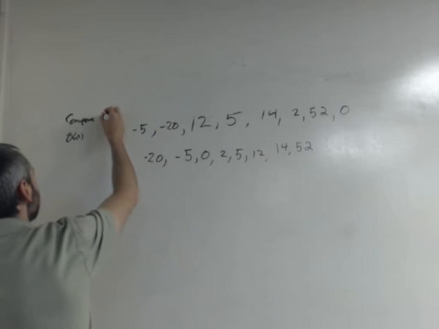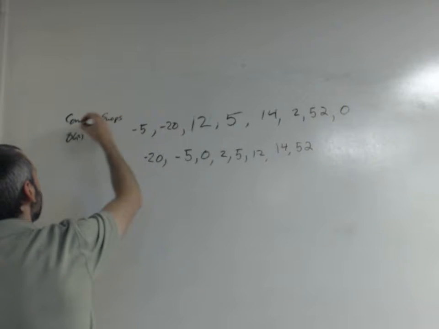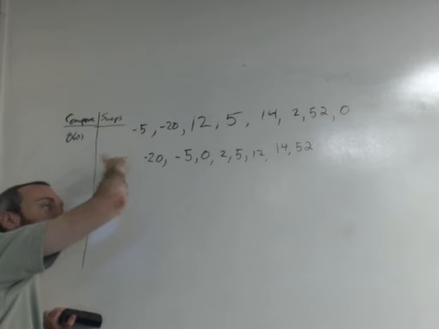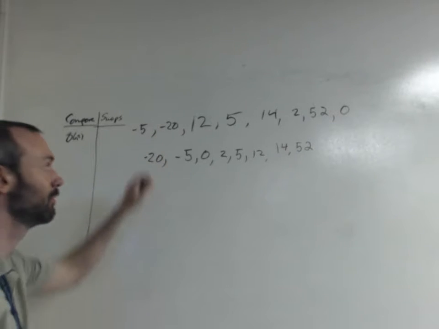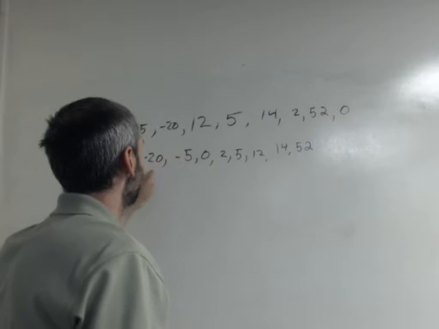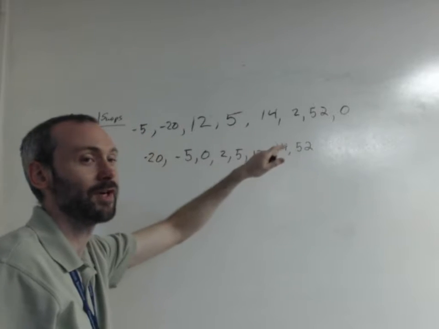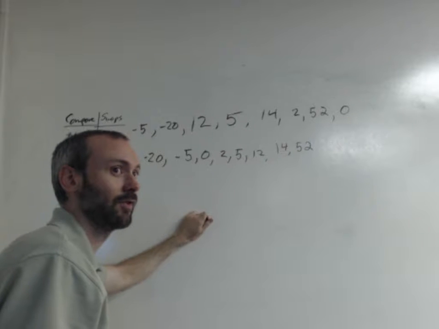All right, how about swaps? So that's the number of comparisons we had to do, N squared. Am I still on the board? Sweet. How many swaps do we have to do? So we compared it all, and then we swapped -20 with -5, right? And then we did a bunch of comparisons, and then how many things did we swap?